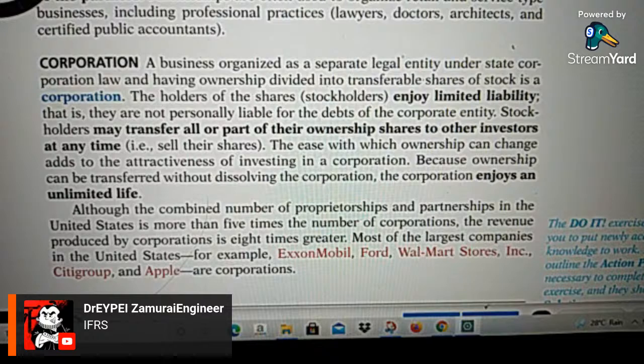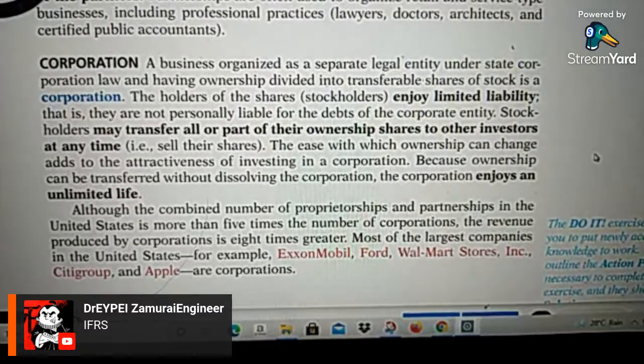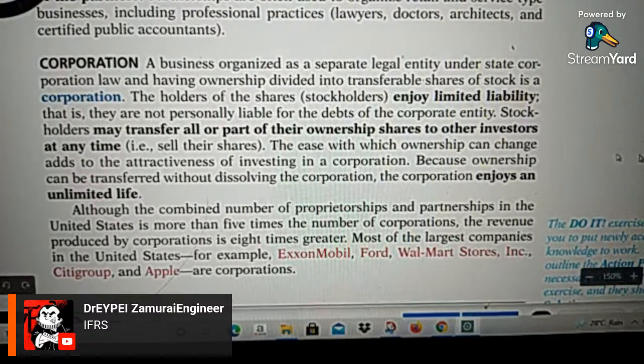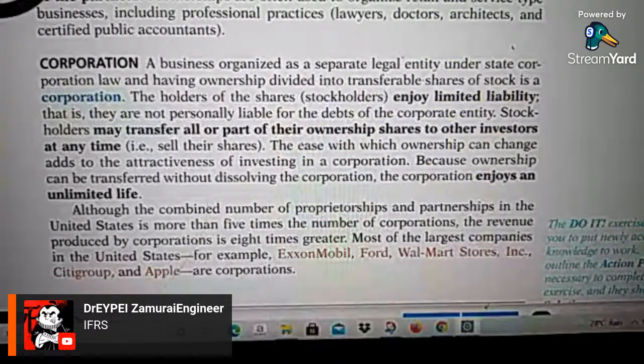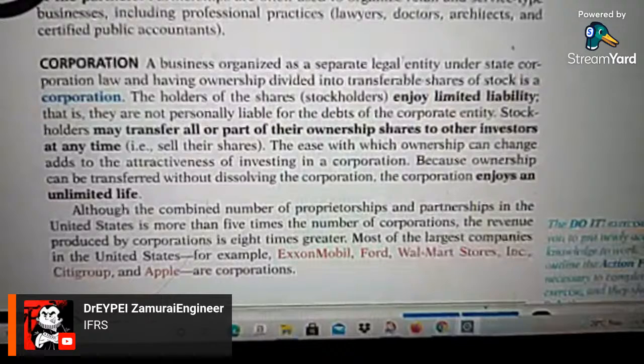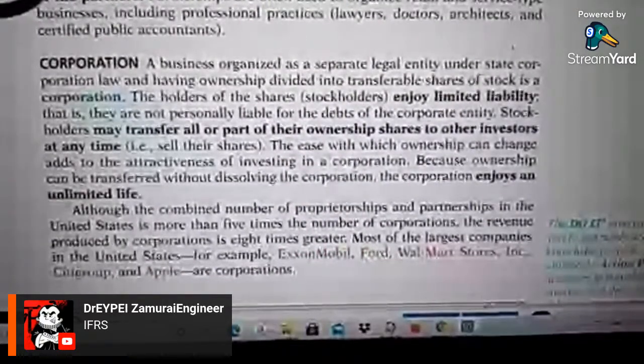Corporation enjoys unlimited life. In the Philippines, unlimited life meaning 50 years. In the Philippines, a corporation maximum registration is 50 years. That is called unlimited life and can be renewed. You can renew another 50 years. So that is a life. Okay? Take note. If I ask you what is the life of a company registration, that is 50 years in the Philippines. Okay?